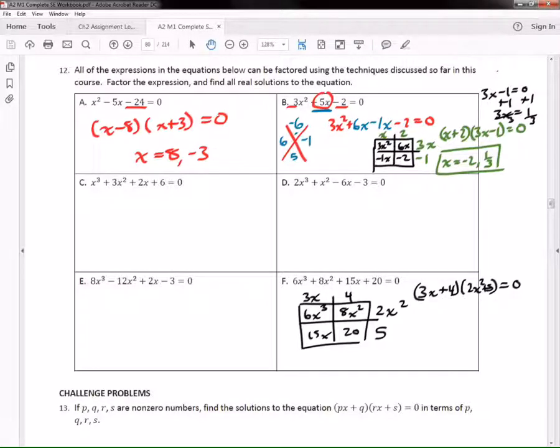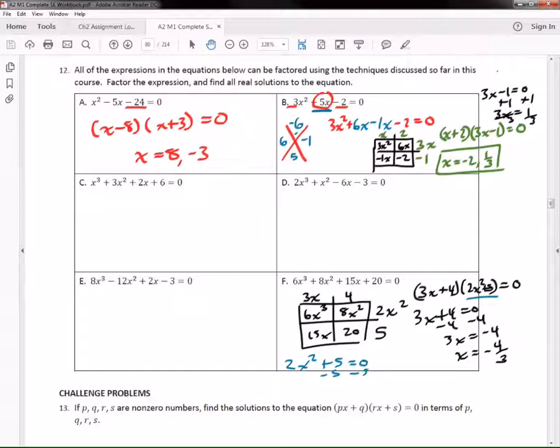Now to find the zeros of this, I would have to go 3x plus 4 and set it equal to 0, then solve it. When you solve it, you subtract 4 from both sides, then you get 3x equals negative 4, then you divide by 3, so you get x equals negative 4 over 3. And that's one of the zeros. And then for the other factor, we just did this factor, now let's do this one. We would say 2x squared plus 5 equals 0.